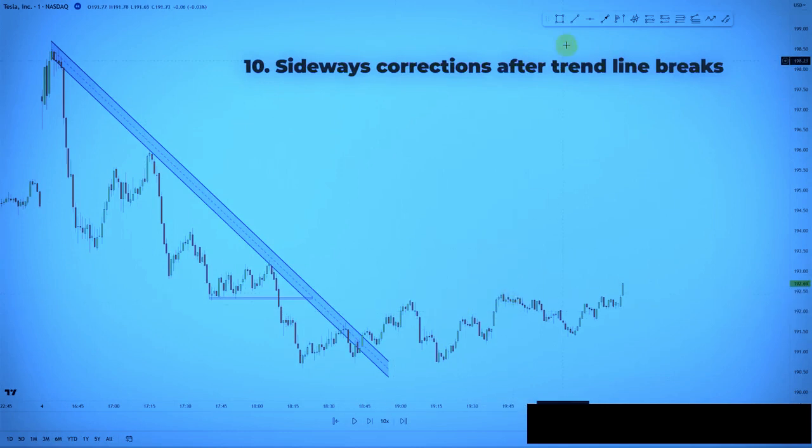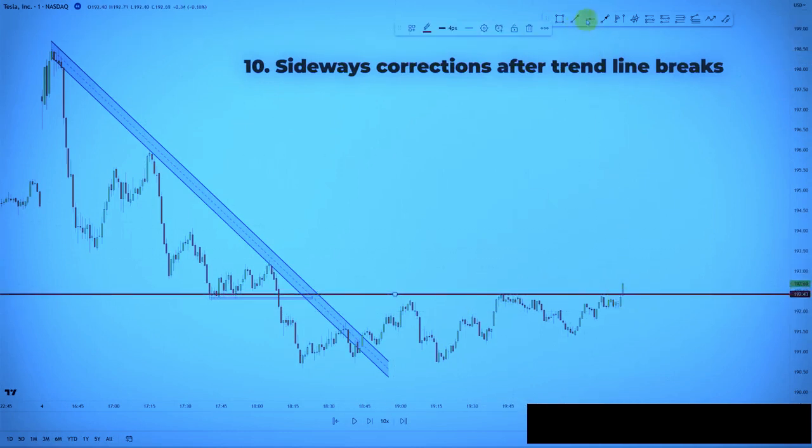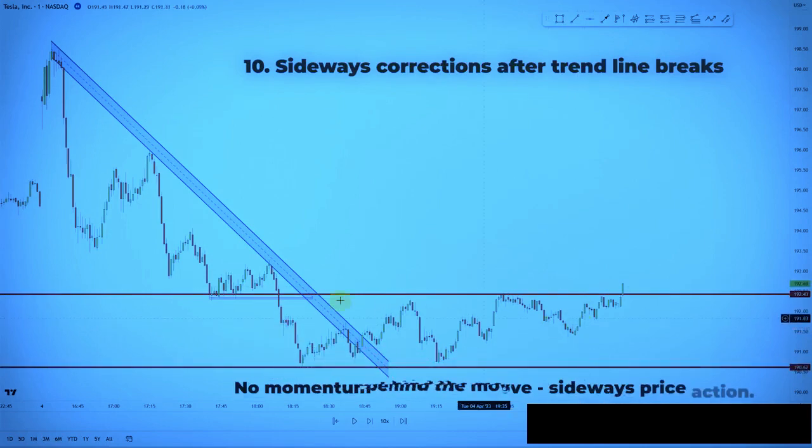Number 10. Sideways corrections after trend line breakouts. In a strong trend, when a trend line breakout occurs, there's no momentum behind the move. There is sideways price action. A sideways drift occurs when the price trades within a fairly stable range without forming any distinct trends. Price action instead oscillates in a horizontal range or channel, with neither the buyers nor sellers taking control of prices.